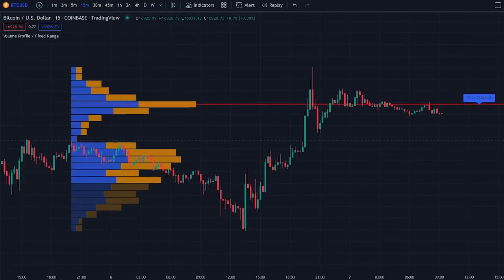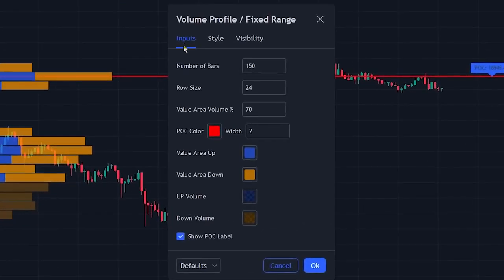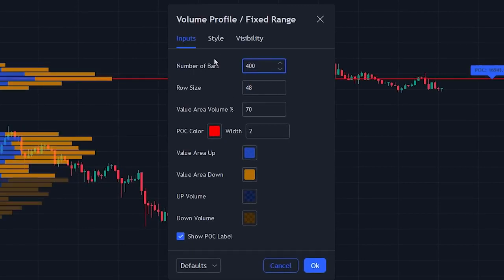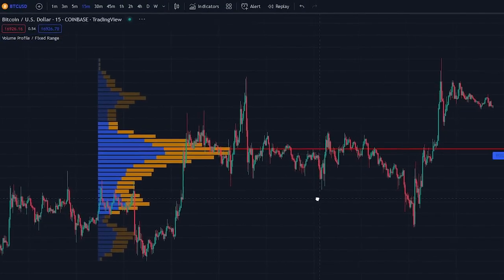To optimize the indicator, let's head over to the indicator settings and click on the Inputs tab. We will be changing the row size to 48, after that we will change the number of bars to 400. That was all that we needed to do. Now let me show you how this indicator can be used.